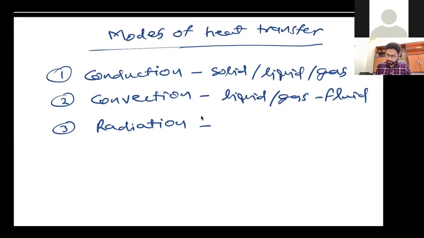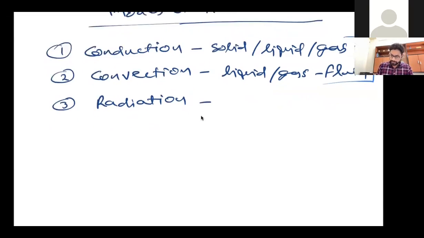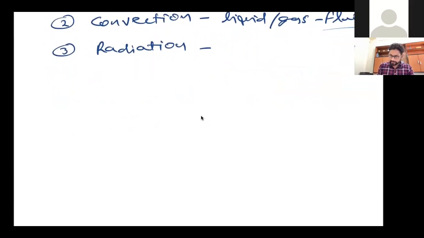However, for today's lecture, we will cover only these two topics, convection and conduction. Okay, and then we will take an example where both concepts of conduction and convection are included. Okay, so let's start with conduction. We will discuss this in a little more detail.